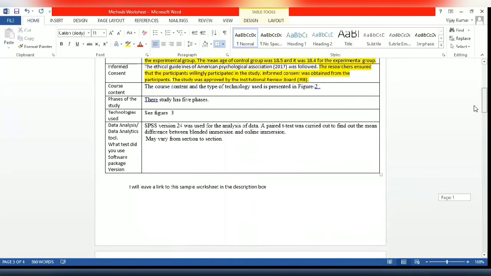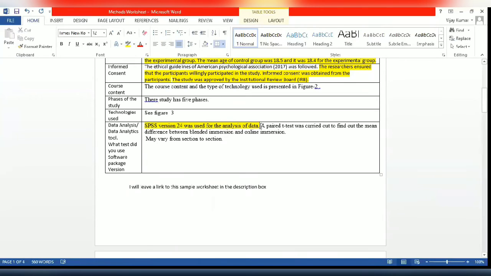After you do that, you ultimately mention what data analytics tools you used. What software package did you use for analyzing data? It could be a simple Excel, or SPSS, or MATLAB, or did you use R? So what is the tool that you used for statistical analysis? In my study, SPSS version 24 was used for analysis of data. So I have mentioned that.